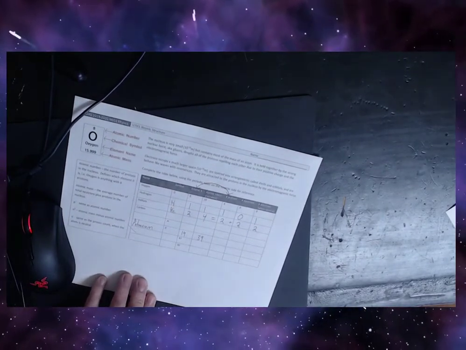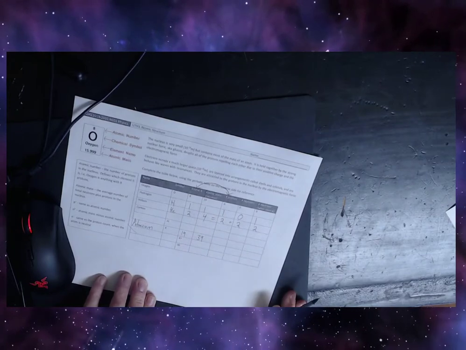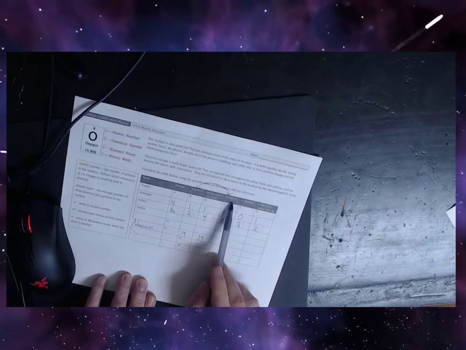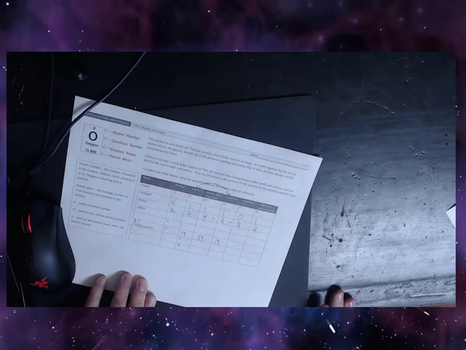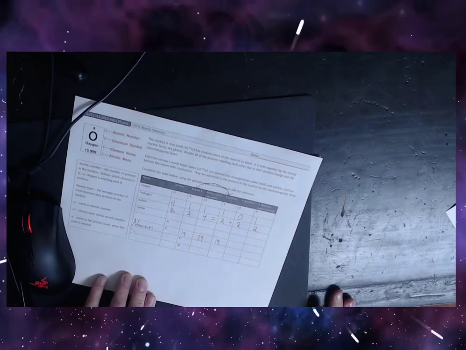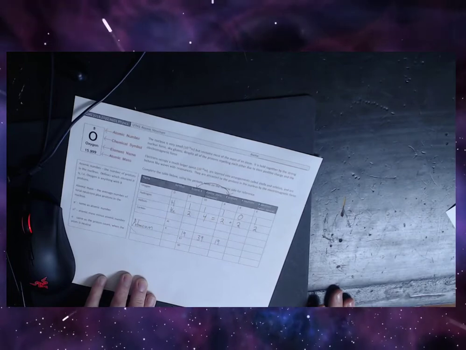Alrighty, so first up, how many protons does it have? Hopefully you've got this by now. Protons and atomic number mean exactly the same thing. That is the key defining feature of that element. Anything with 19 protons in it is potassium by definition.